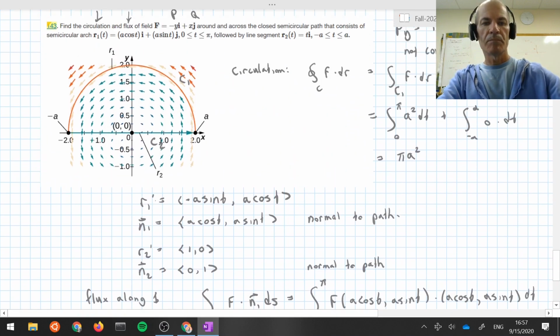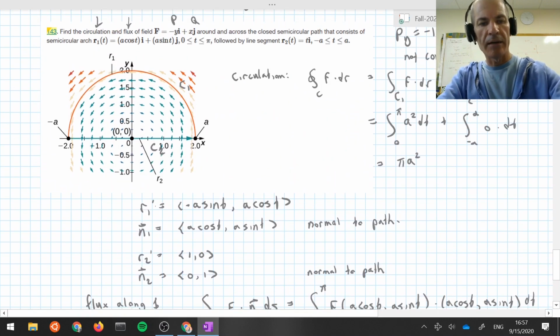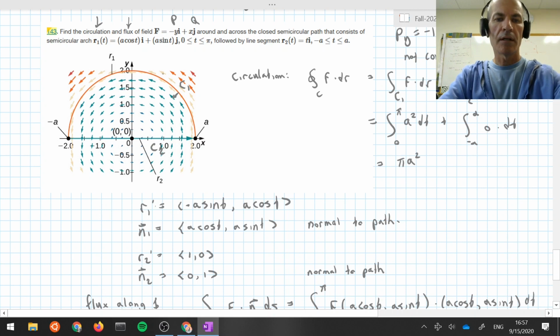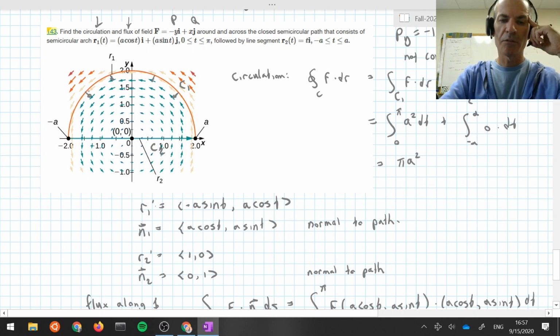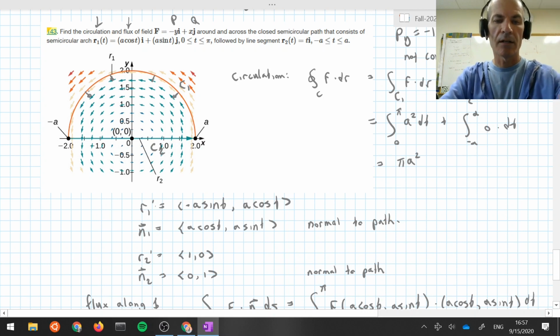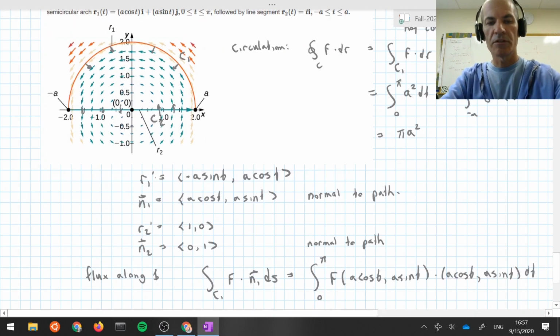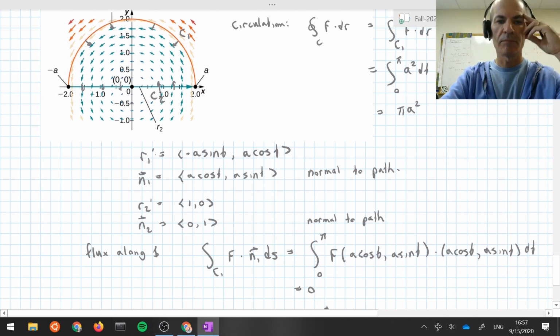Is that believable? Sure. If you look at these arrows, they're all tangent to the arc here. So the flux, which is normal to the arc, is all perpendicular. And so we would expect that integral to be 0 along that arc. And then similarly here, along this section, the vector field is perpendicular, like that, to the path. And so once again, the flux adds up to be 0.